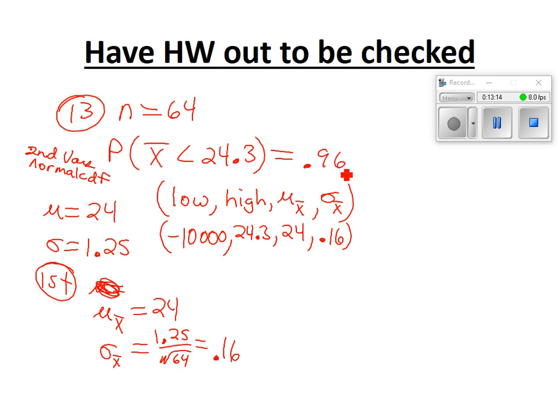0.969. I don't know, that seems awful high, doesn't it? Does that seem high? About 97%? So what are we saying here? We're saying that 97% of the data falls where? Between negative 10,000 and 24.3. Boy, that just doesn't seem right.